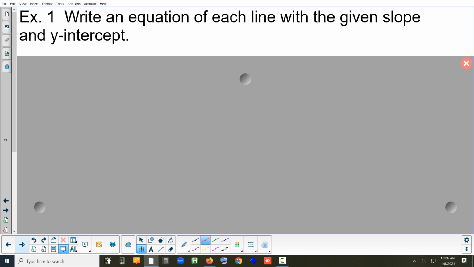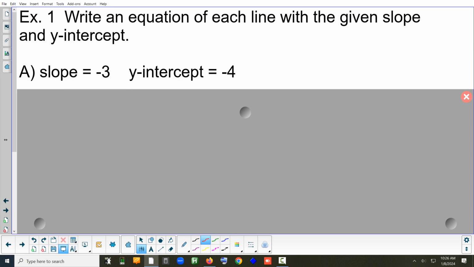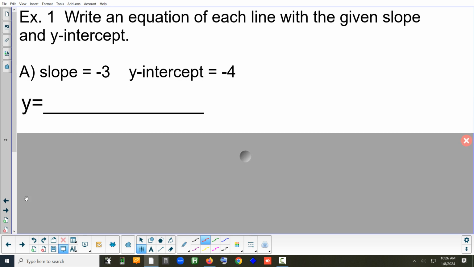So that's it. Any questions on that? All right, let's try. First example, it says write an equation of the line, and I'm going to tell you the slope, and I'm going to tell you the y-intercept. In this case, the slope is -3, and the y-intercept is -4. Can someone remind me again, what's the equation we're going to plug it into? Y equals mx plus b. And the two things you have to fill in are m and b.